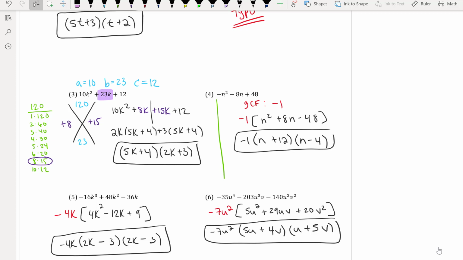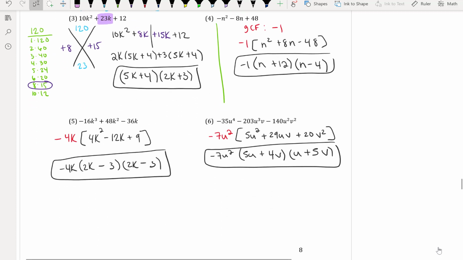For number 4, what's really going to be helpful is if you factor out a -1 before anything else. So once you factor that -1 out, it changes all of your signs, and it makes it a little bit easier to factor. For number 5, again, the leading coefficient is negative, so I made sure that I factored out a negative. Now 16, 48, and 36, they all have a 4 in common, and they all have a k in common. So -4k was actually my GCF. And that 4k squared minus 12k plus 9, well, that can factor, and I factored accordingly.